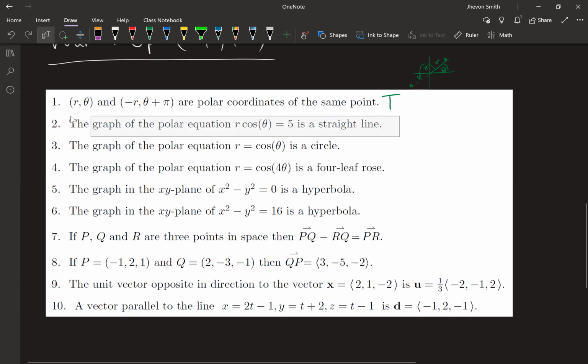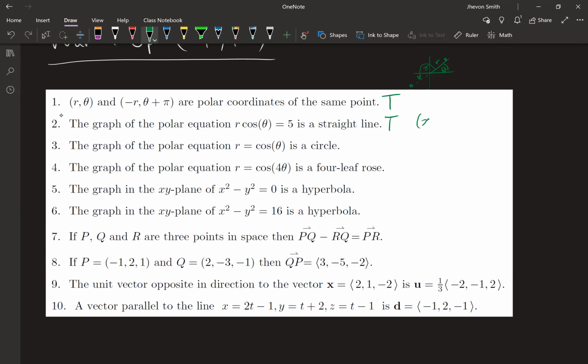What about this? The graph of the polar equation r cosine theta equals 5 is a straight line. True or false? True. What is the straight line specifically? It's x equals 5, right? So it's actually the line x equals 5. It's a vertical line. The graph of the polar equation r equals cosine theta is a circle. True or false? Think false?